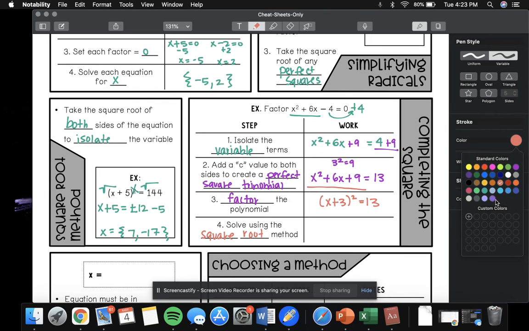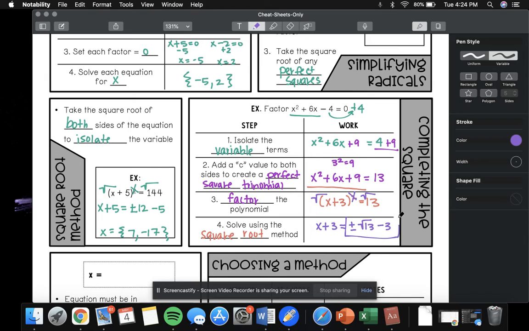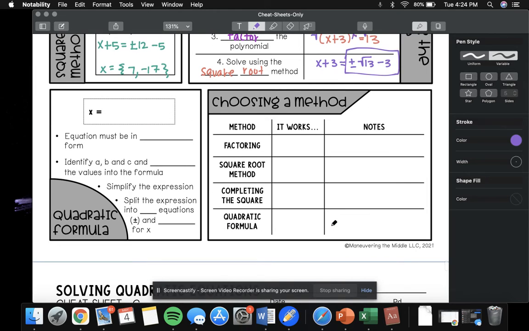Okay, so then we would take the square root, so that would get rid of the square on x plus 3. I don't know the square root of 13, and 13 is a prime number, so we will just leave it as plus or minus the square root of 13. And then to solve it, we would have to subtract 3. So these would be our two answers: the positive square root of 13 minus 3 and the negative square root of 13 minus 3.